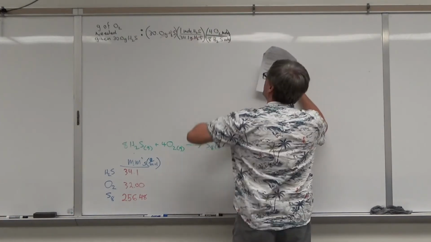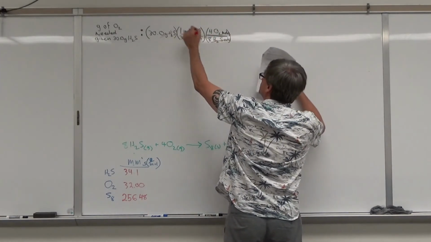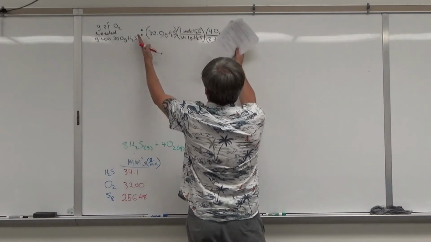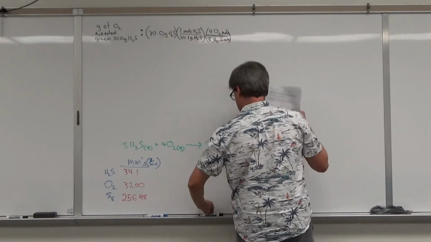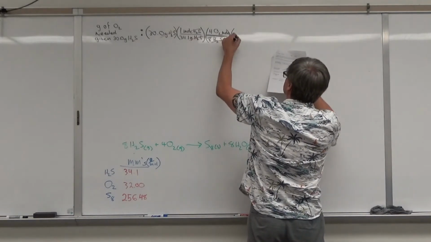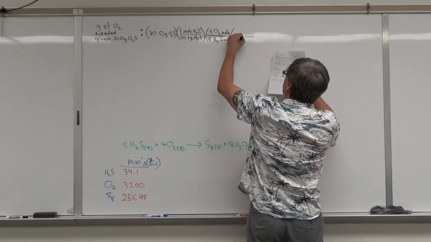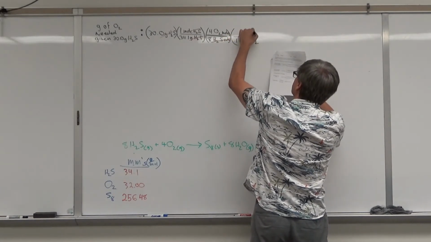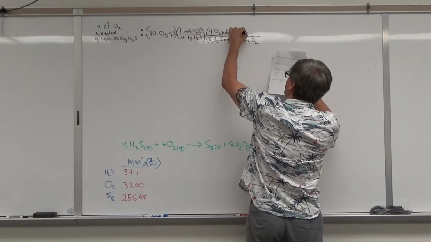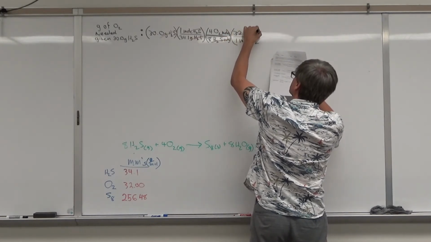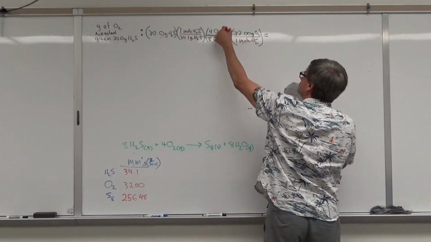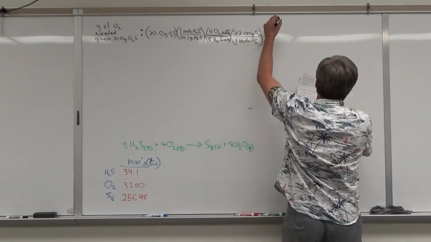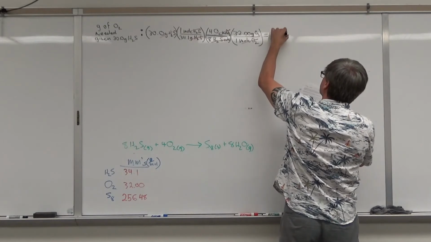Moles of hydrogen sulfide, moles of hydrogen sulfide. So at this point in the calculation, we're at moles of oxygen. All we have to do is multiply by the molar mass of oxygen, and we'll figure out what mass of oxygen we need. So 1 mole of oxygen is 32.00 grams of oxygen, and that's going to equal 14.1 grams of oxygen.